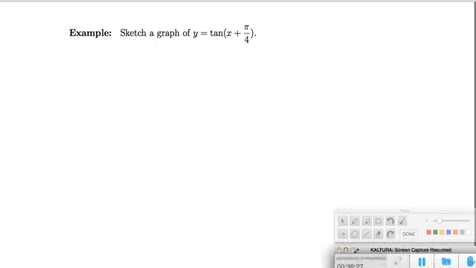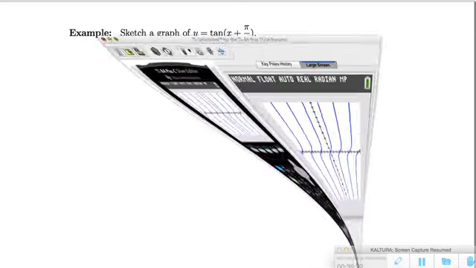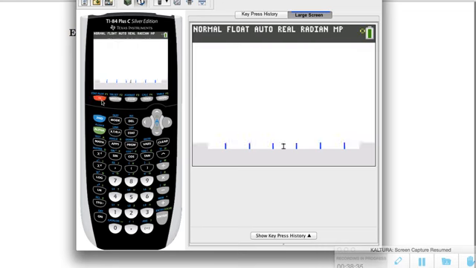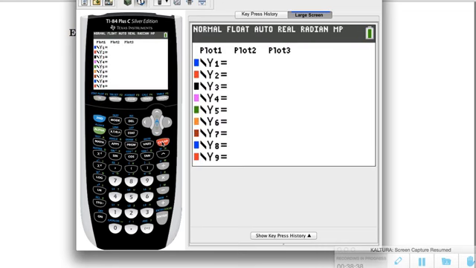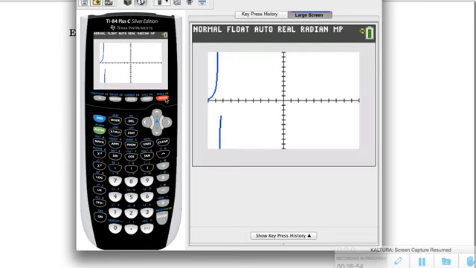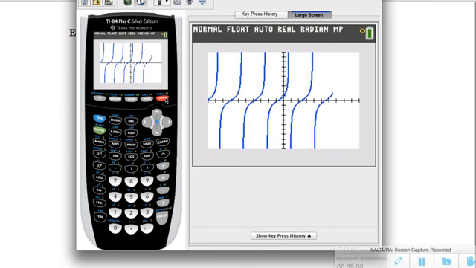And you could take a look at that in the TI calculator if you wanted to. So this time on our y equals menu, instead of doing tangent of x, we're looking at tangent of x plus pi over 4, and press graph. Notice how it's a left shift. It no longer goes through the point 0, 0, whereas tangent goes through the point 0, 0.